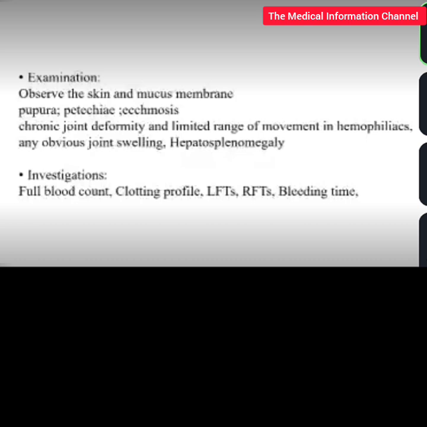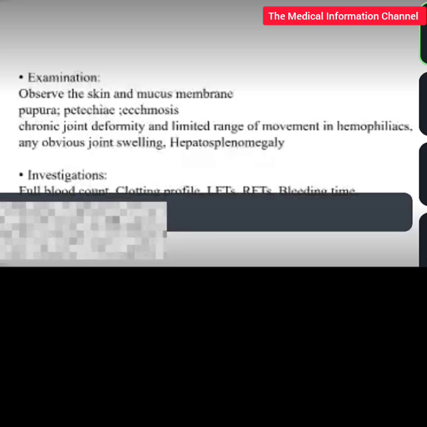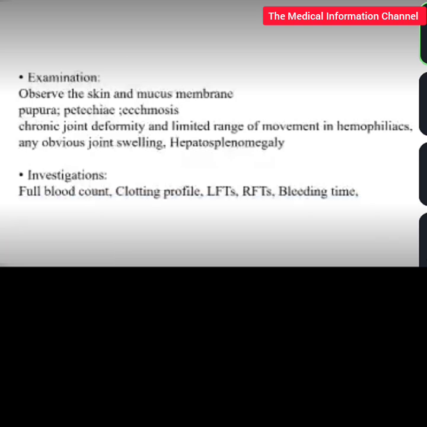Then on examination, you do a general physical examination, examine for any of those signs of liver disease or kidney disease, check the skin and the mucous membrane for any purpura, petechiae, ecchymosis, any chronic joint deformities, any limited range of movement in hemophiliacs, any obvious joint swelling, and do an abdominal exam. You can check for hepatosplenomegaly. Then investigations: you can do a full blood count, clotting profile, liver function test, renal function test, and bleeding time, which will point to any abnormalities.